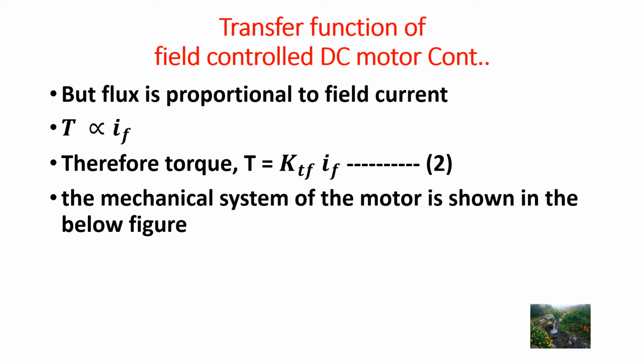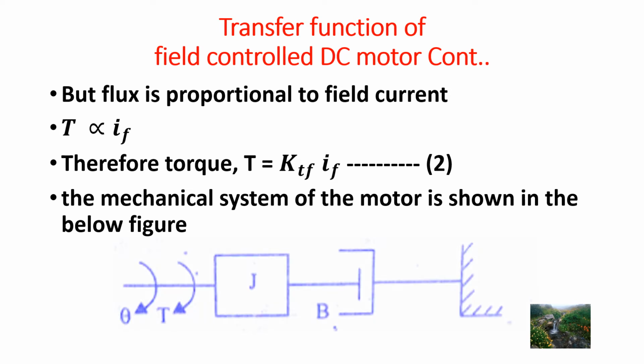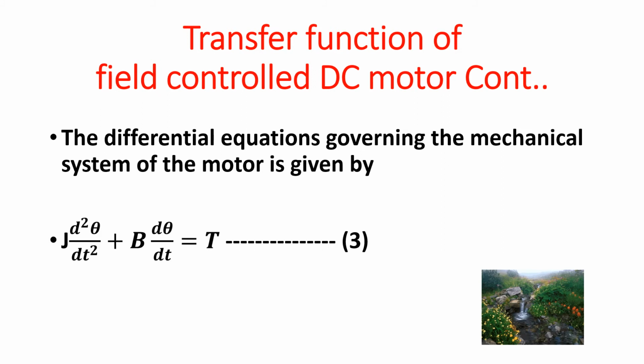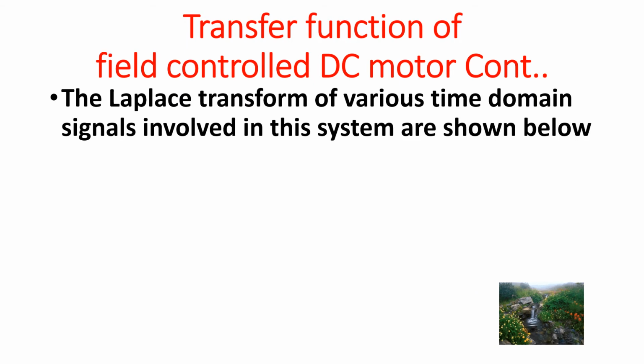The mechanical system of the motor is shown below in the figure. This is the representation of the mechanical system for this DC motor. The differential equation governing the mechanical system of the motor is given by J times d square theta by dt square plus B times d theta by dt is equal to T. Consider this as equation 3.